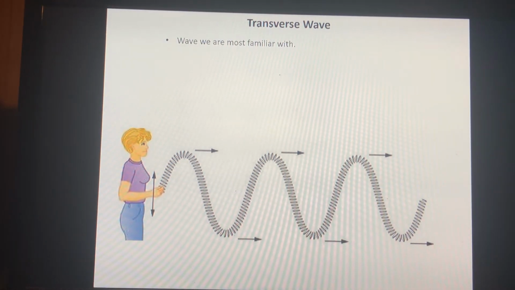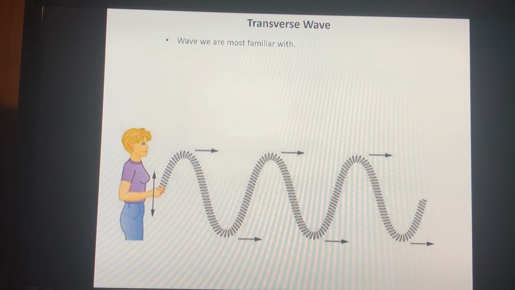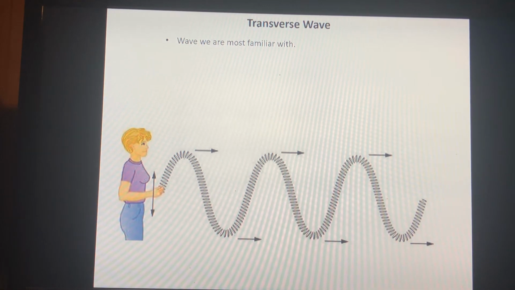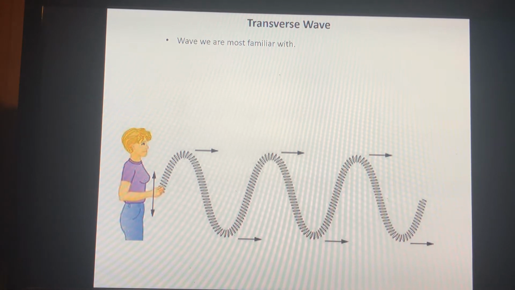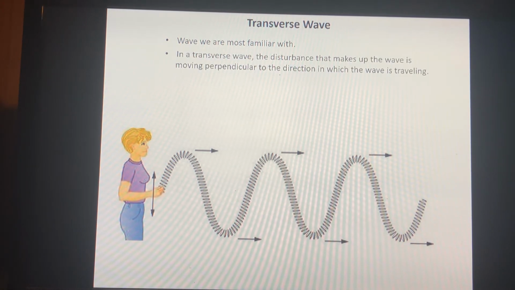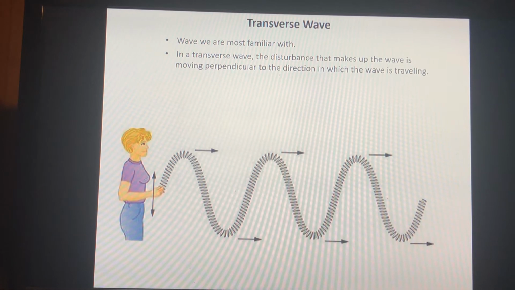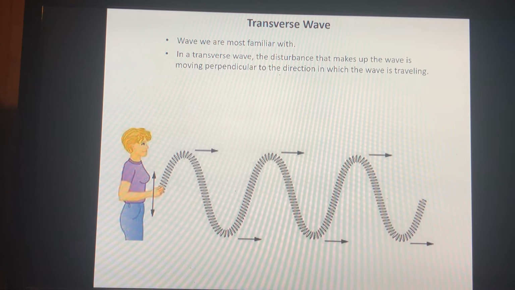The transverse wave is probably the wave that we are most familiar with. We see it everywhere in creation, most notably when we go to the beach. Ocean waves are transverse waves. Notice that with the transverse wave, the disturbance that makes the wave is moving perpendicular to the direction that the wave is traveling.